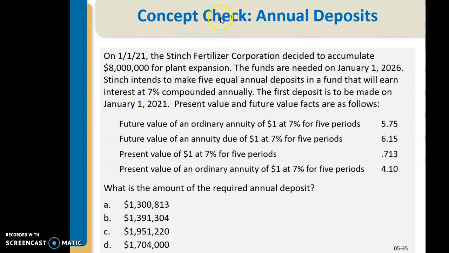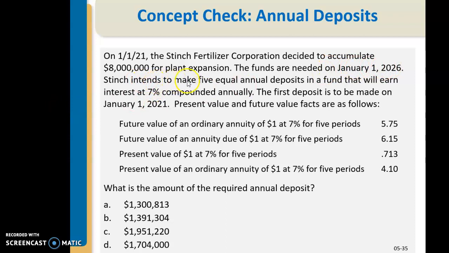Here's another concept check problem for you, but this one is a little tricky, so let's work it together. On January 1st, 2021, the Stench Fertilizer Corporation, I didn't make that up. I wish I had. They decided they needed to accumulate $8 million for plant expansion. The funds are needed on January 1st, 2026.